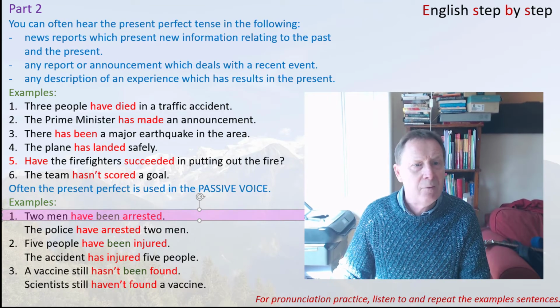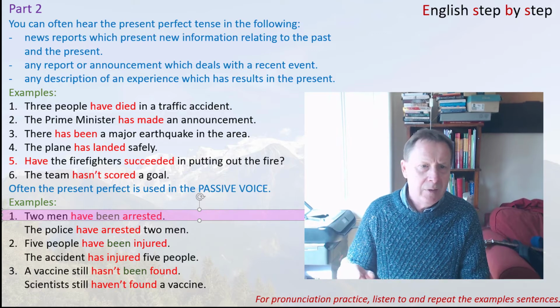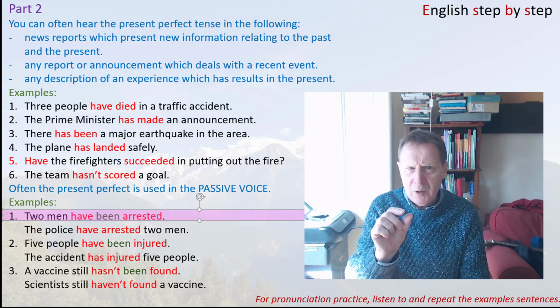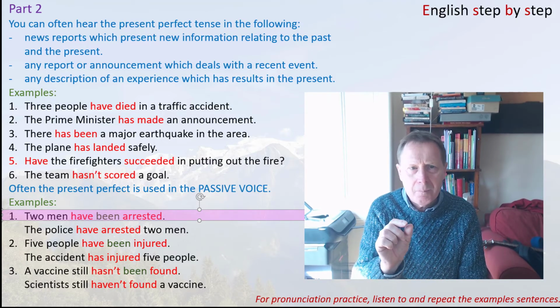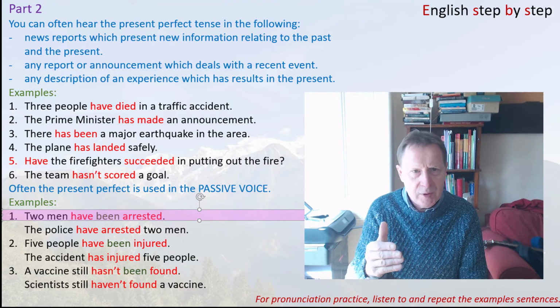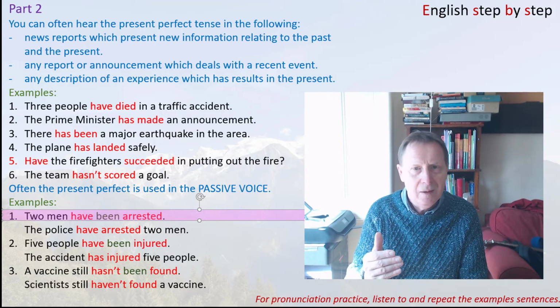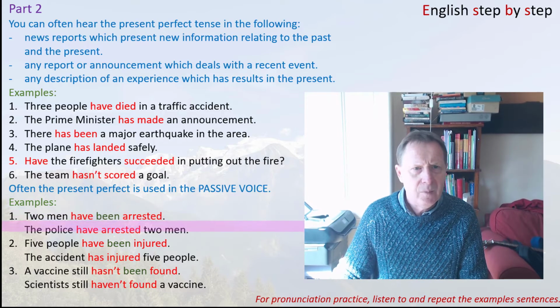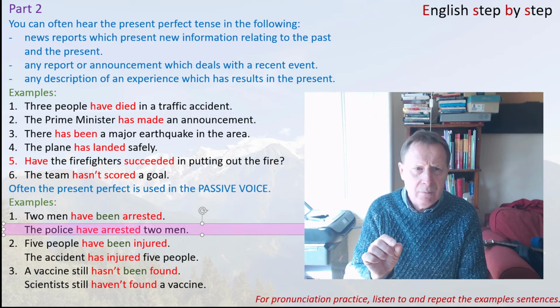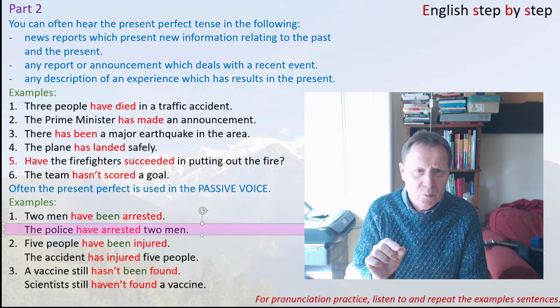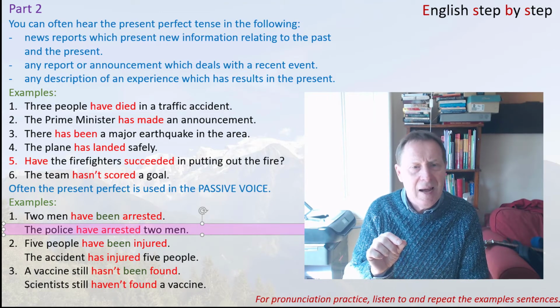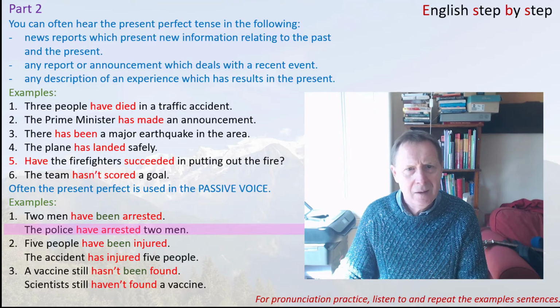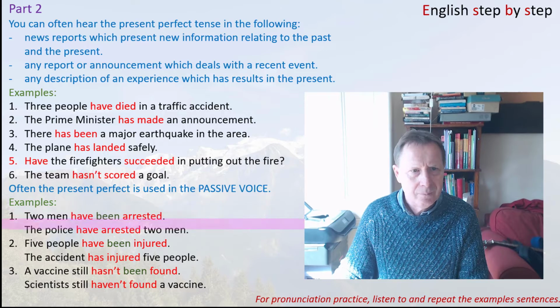2 men have been arrested. Now this is the passive voice because you have the word been. And that means you're using the auxiliary verb to be to make a passive verb in the passive voice. Now, the second example is not passive because we don't have the auxiliary verb to be. The police have arrested 2 men. 2 men have been arrested.